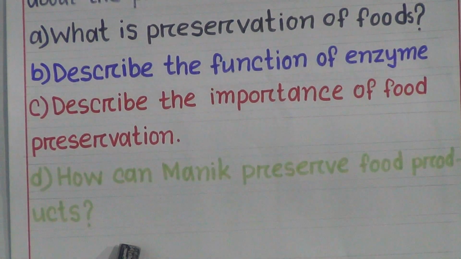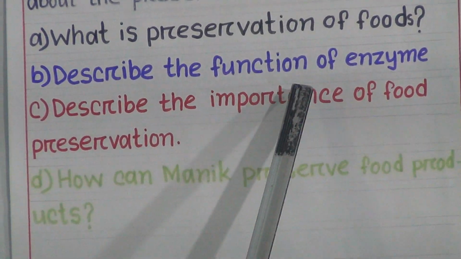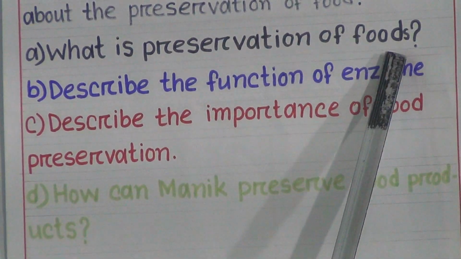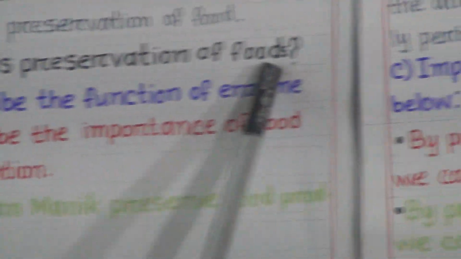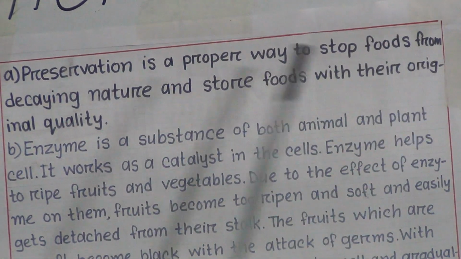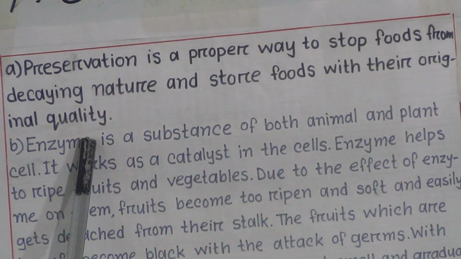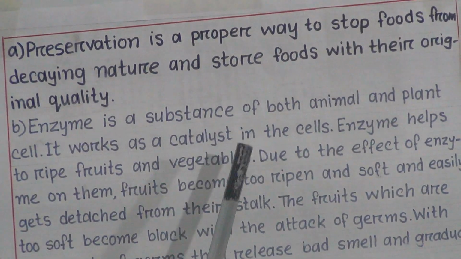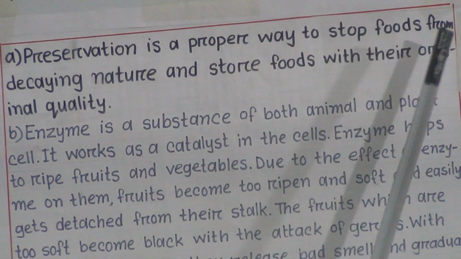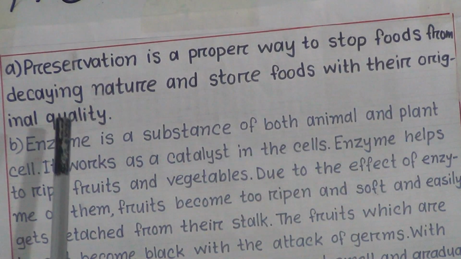Our first question is, what is preservation of foods? The answer is, preservation is a proper way to stop foods from decaying and store foods with their original quality.